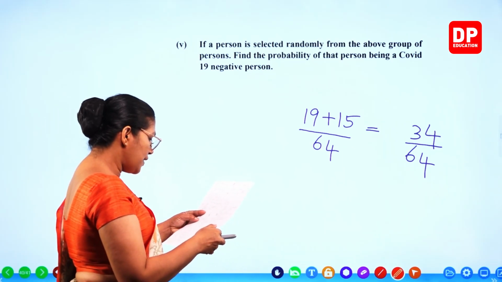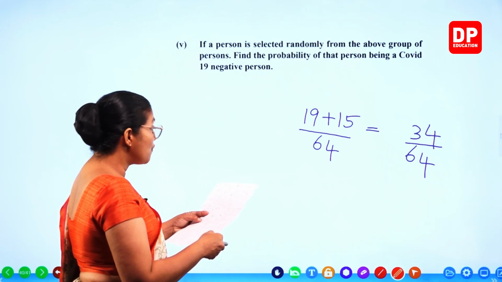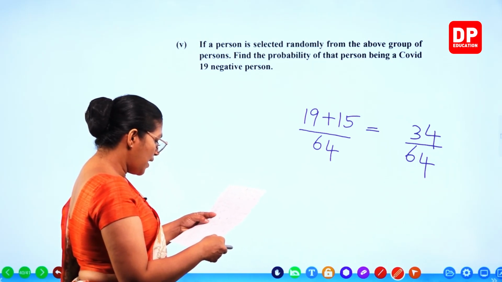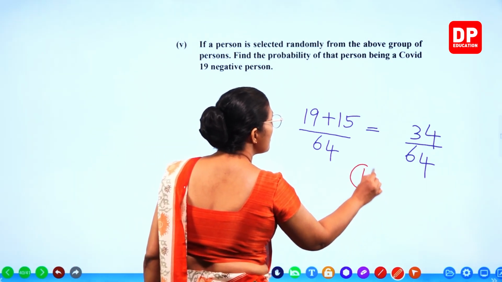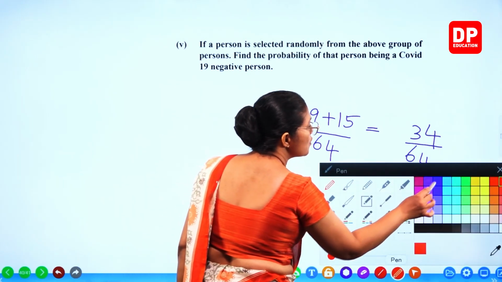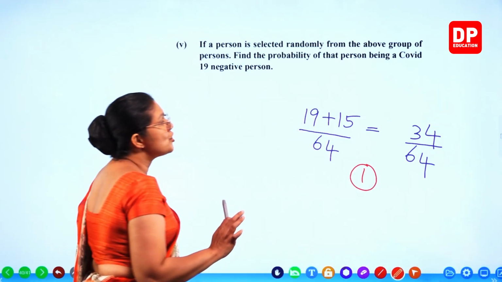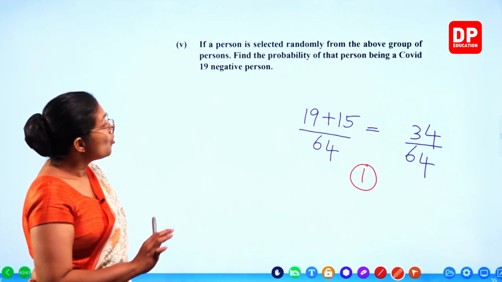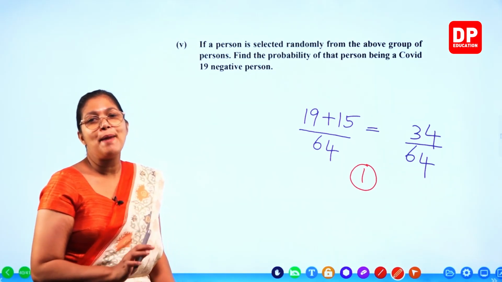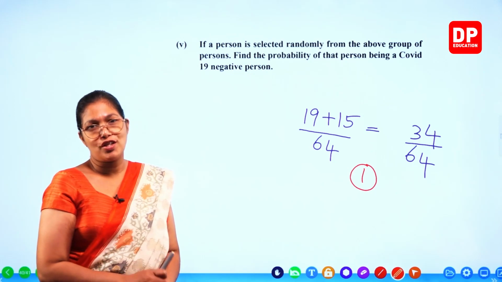So how many marks for that part? 34 out of 64, that's 1 mark. So for this question also we gave altogether 10 marks. So we completed the whole paper 2, 12 questions.